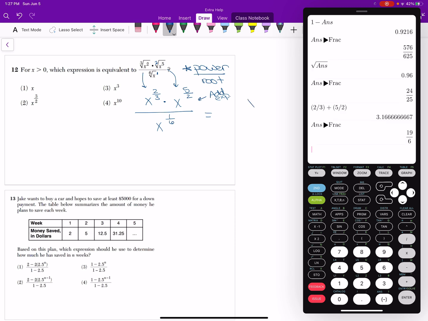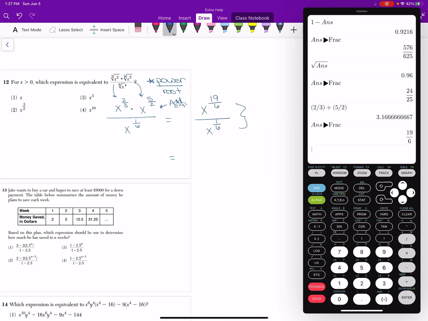You get x to the 19 over 6 power over x to the 1/6. From there, you're now going to subtract your exponents. You could do it right on the calculator again. You get either 18 over 6 or 3. So answer choice 3.